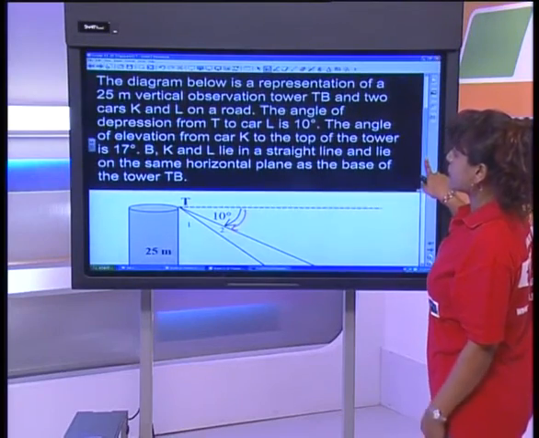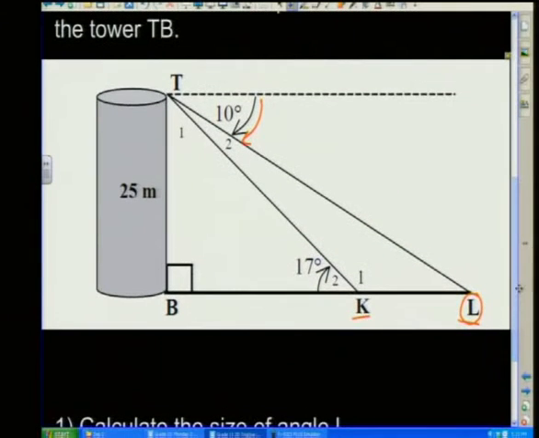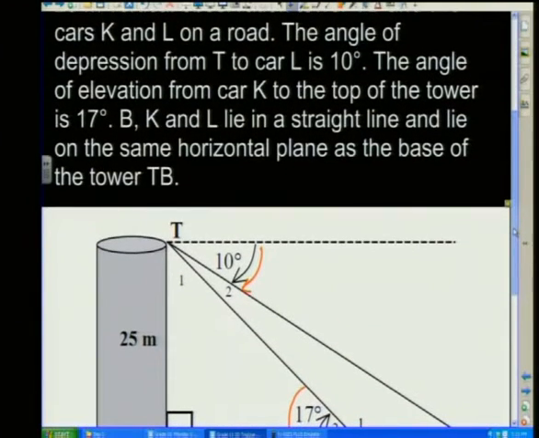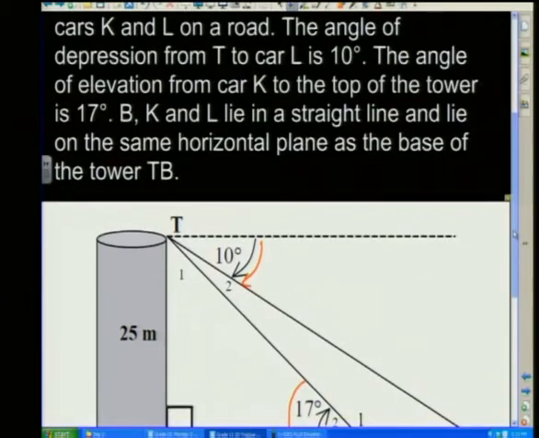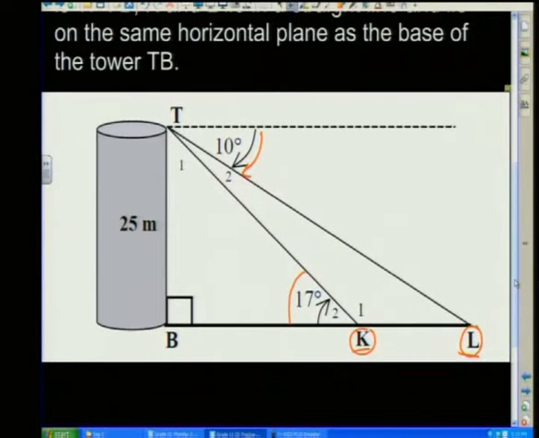And the angle of elevation from car K to the top of the tower is 17 degrees. Imagine that you are a passenger in this little car here, car K, and you're looking up. Remember, angle of elevation, you're looking up. So from car K, we're looking up to the top of tower T, and they say that that angle is 17 degrees. They say that B, K and L lie in a straight line and on the same horizontal plane as the tower TB.